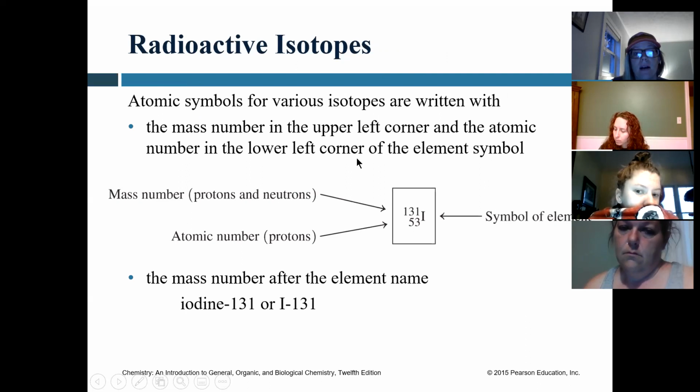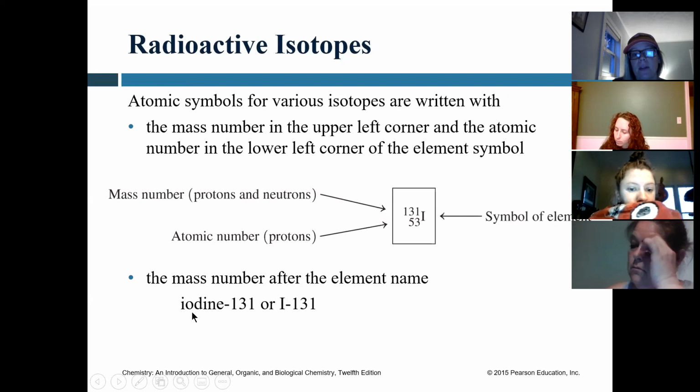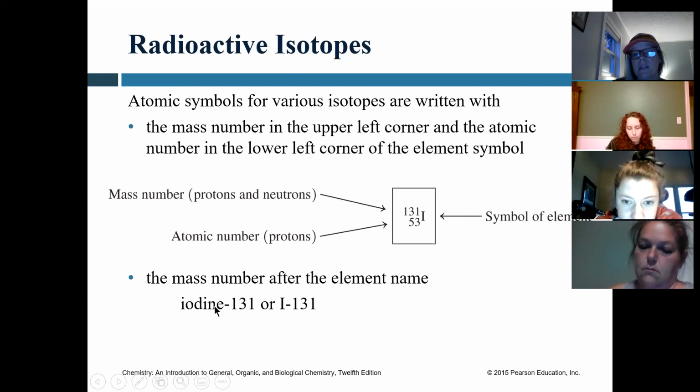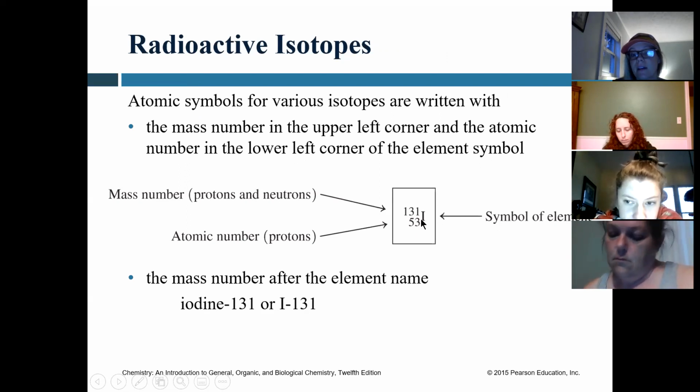So here is one way of writing an isotope. Here are some of the other ways too: iodine-131, or I-131 with just the I. I kind of prefer these because they require fewer numbers to write. When you're writing this with iodine and 131, 53, the 53 and the I are redundant. If I go to my periodic chart and I see I, it's always going to be 53 as the atomic number.